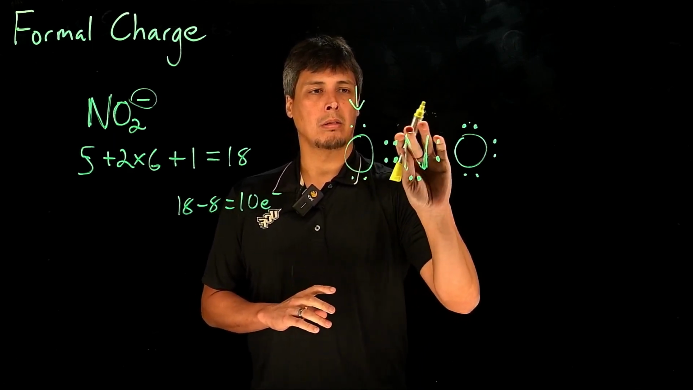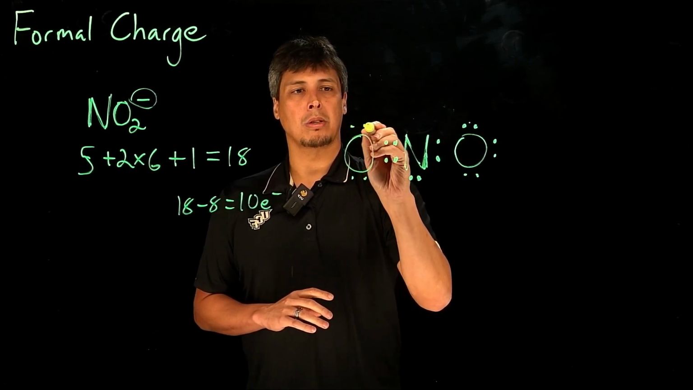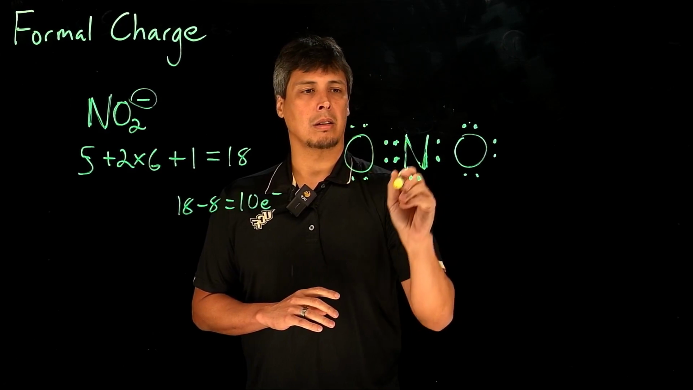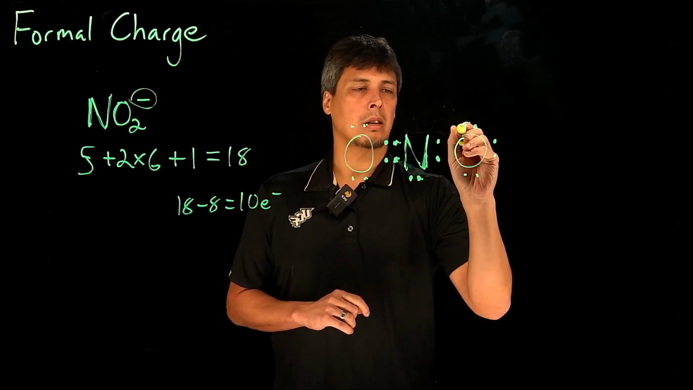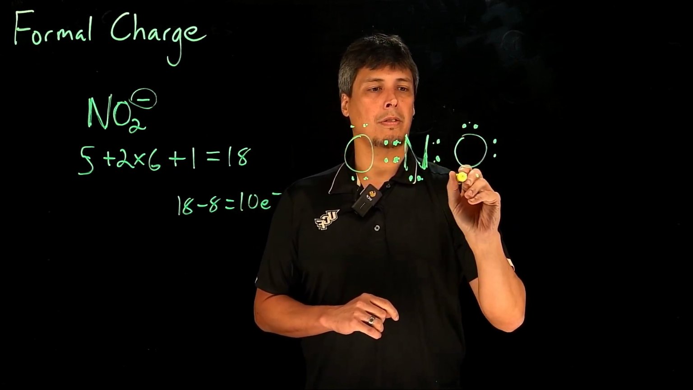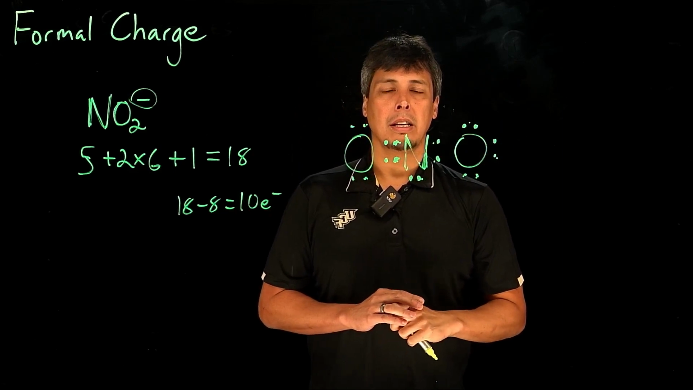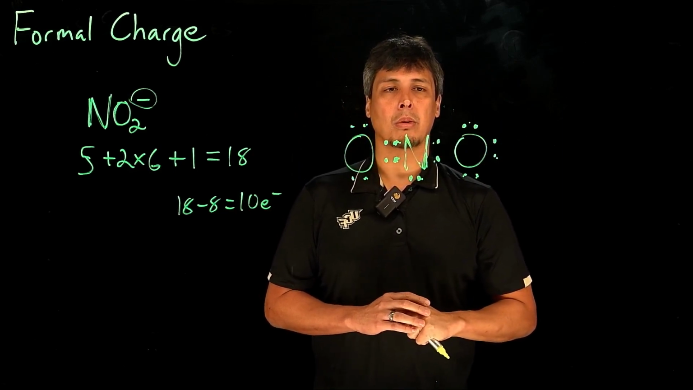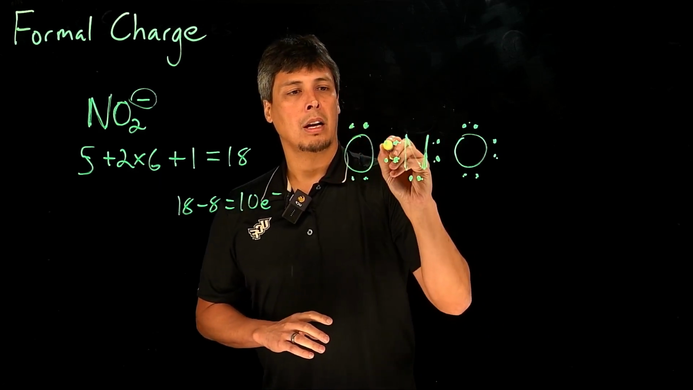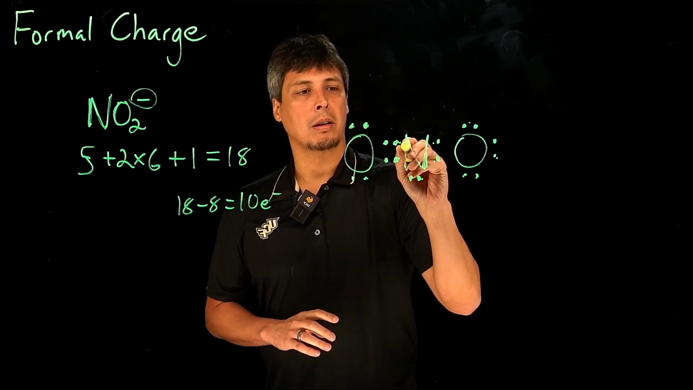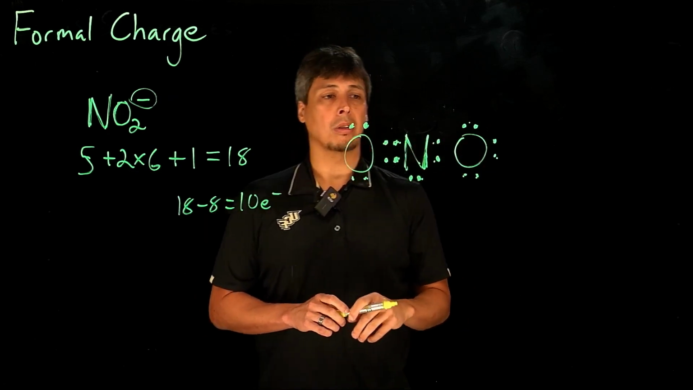And so now we can look at the octet rule for each of these. The oxygen atom has 1, 2, 3, 4, 5, 6, 7, 8. The nitrogen atom has 1, 2, 3, 4, 5, 6, 7, 8. And then this other oxygen atom has 1, 2, 3, 4, 5, 6, 7, 8. Great. We have now satisfied the octet rule for each of our atoms here, okay? And so we will think of this as having a double bond between the nitrogen and one oxygen, and then a single bond between the nitrogen and the other oxygen.